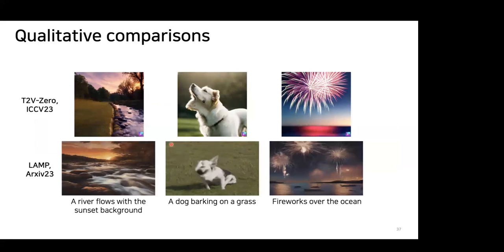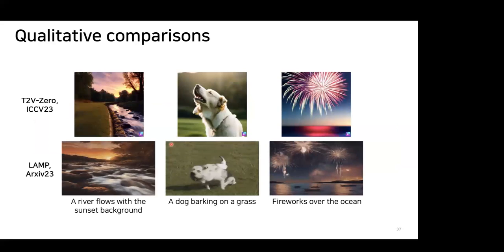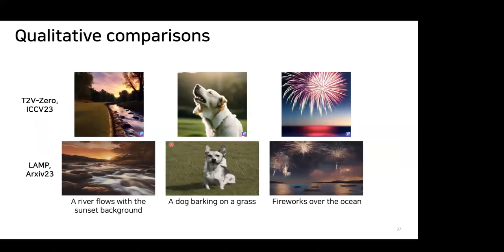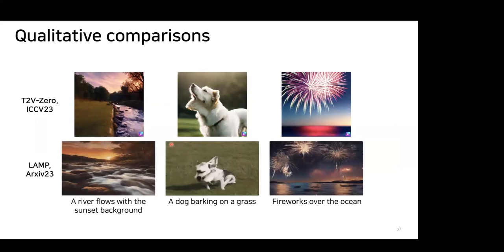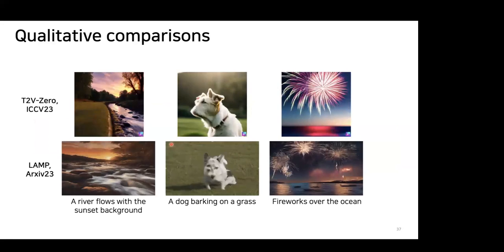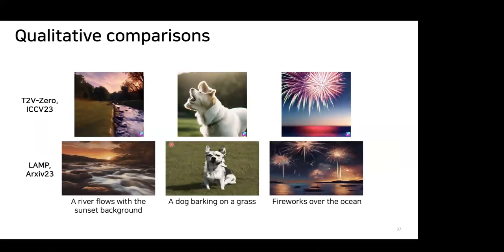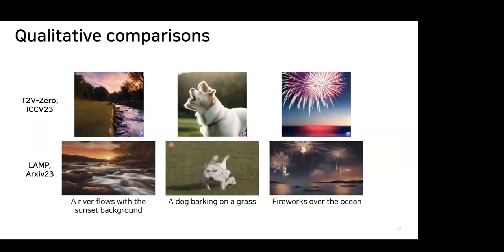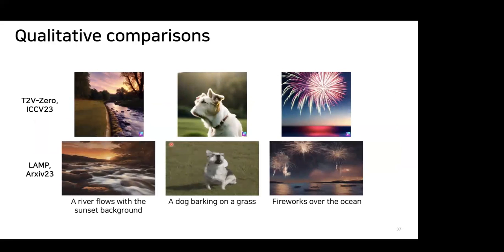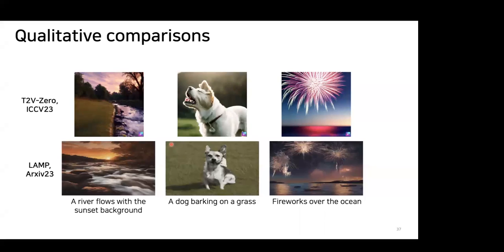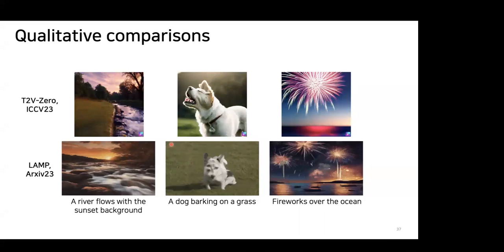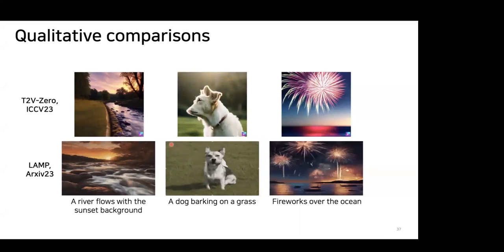So here is some qualitative comparison between the ICCV work and LAMP. And actually, the LAMP model is trained by myself. I collected several videos about river flowing and dog barking and fireworks, and I trained them by myself. And I think the results were pretty much better than the ICCV work because they are trained with a video data set, even though they are small scale.